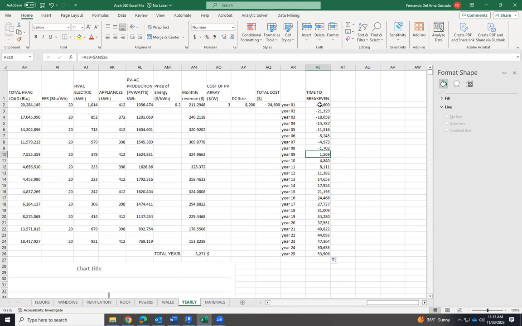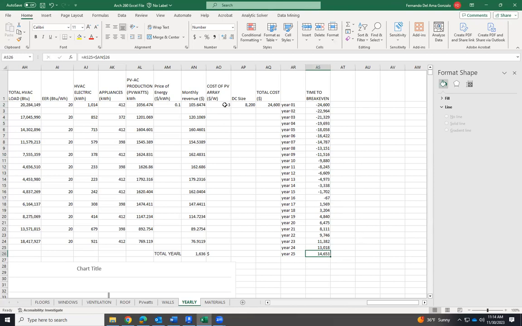So those numbers are different. They depend basically on 2 things. They depend on the price of energy, and then they depend on the cost of the PV array. If the price of energy goes up, the investment is great. If the price of energy goes down, we need more time for this break even. And the total revenue after 25 years is reduced.